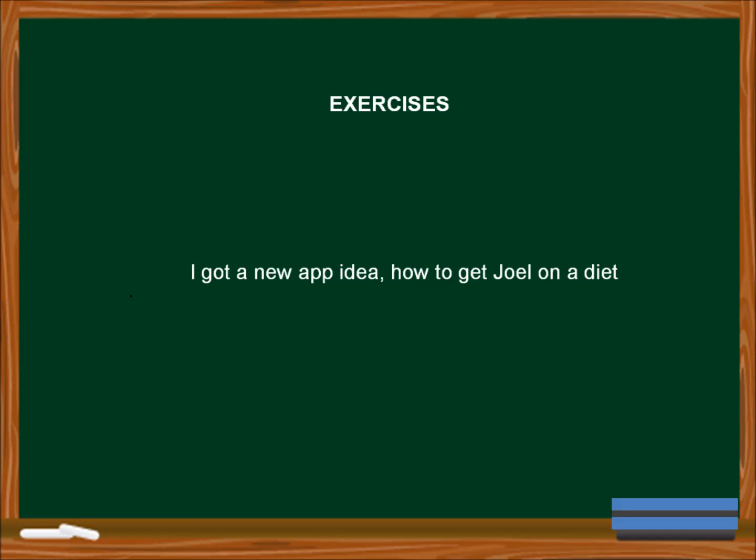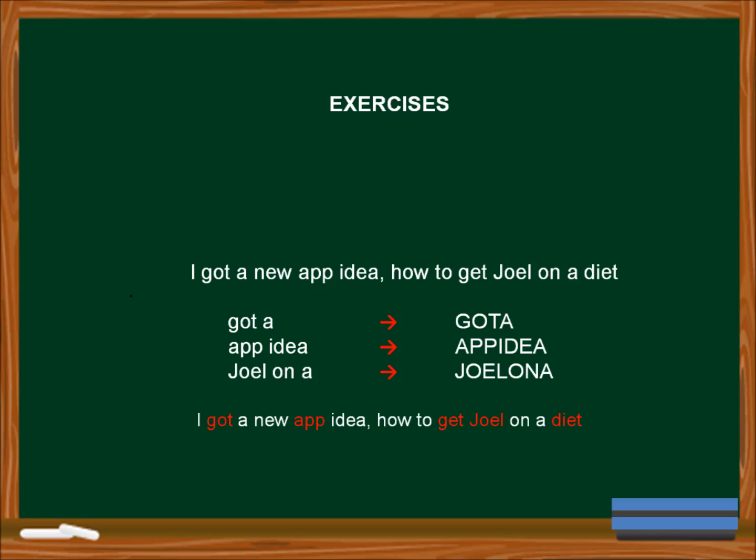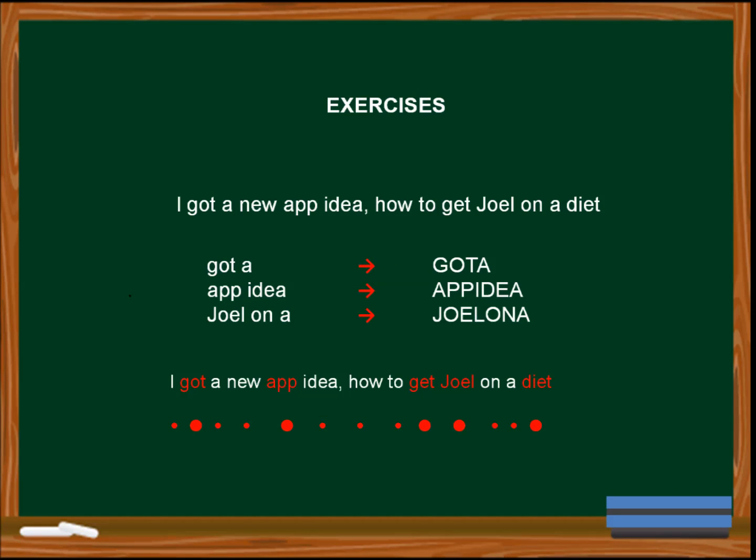Take the sentence. I got a new app idea, how to get Joel on a diet. When you pronounce the sentence with a loud voice, "got a" sounds like "gotta," "app idea" sounds like "appidea," and the words "Joel on a" sound like "Joelona." We applied the stress rules in the sentence. I got a new app idea, how to get Joel on a diet.